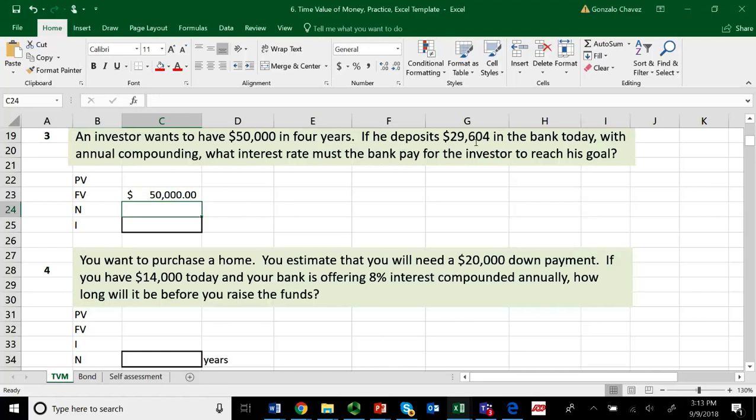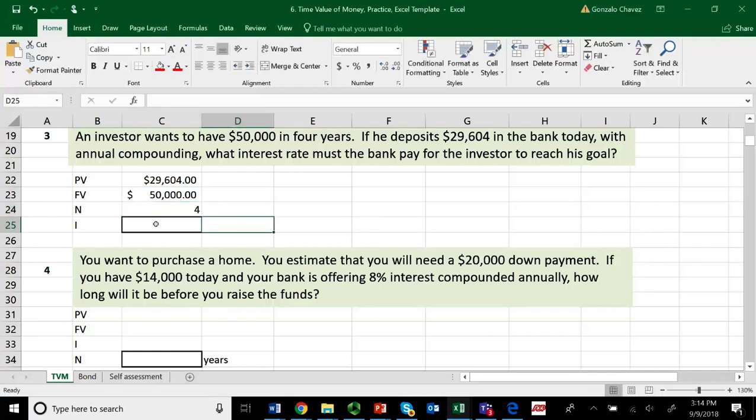If he deposits $29,604 in the bank today, with annual compounding, what interest rate must the bank pay for the investor to reach his goal? So what is the rate that this investor needs to earn in order to go from $29,000 to $50,000 in a period of, here it is, 4 years?